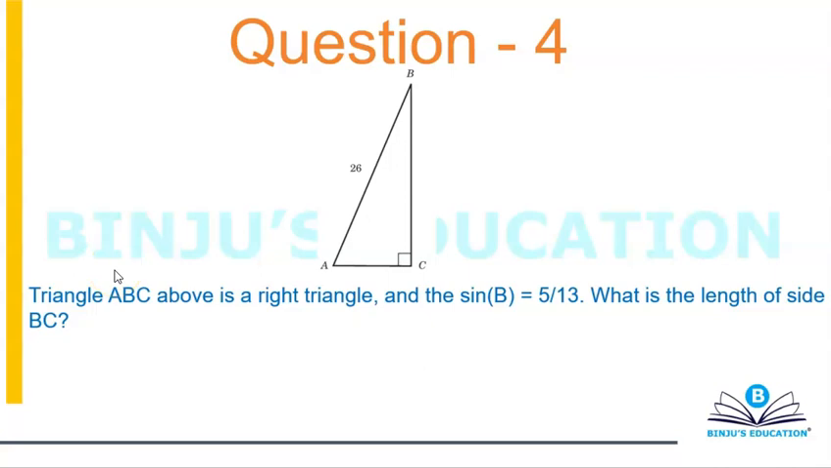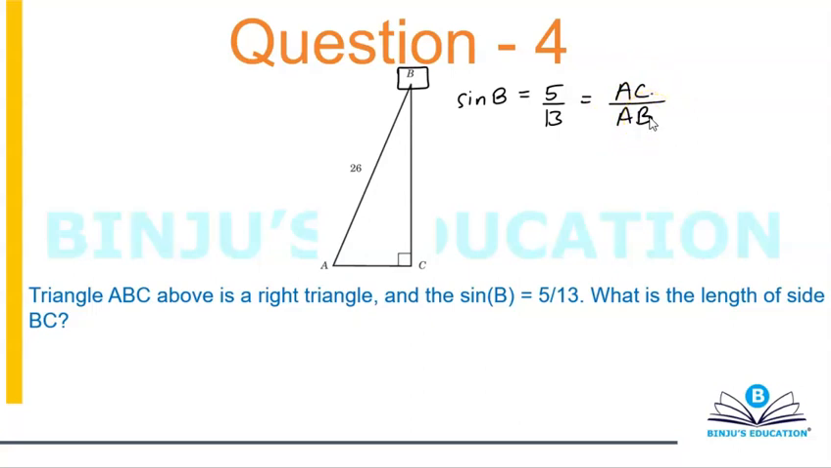Alright, let's see what we can do with this one. Triangle ABC above is a right angle triangle and sine of B is 5 by 13. That is, we are talking about this angle. So sine of B is 5 by 13. Now, what is sine? Opposite side divided by hypotenuse.